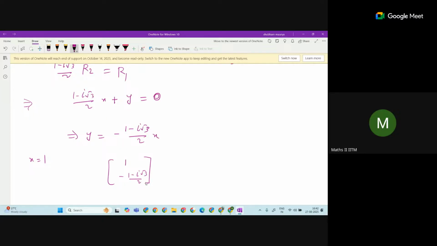So very bad thing, we got all complex numbers, but many people have hesitated, okay, if we got these complex entries, how will we do this? So that's why I am doing this. For the eigenvalue lambda 1, which is 1 plus i root 3 by 2, I got the corresponding eigenvector as this one.